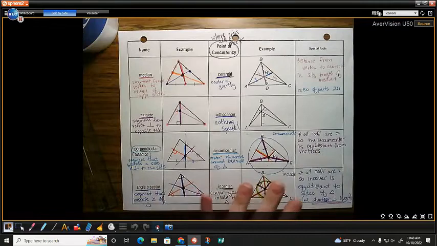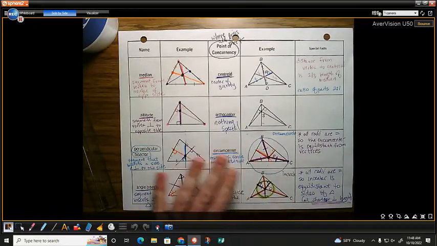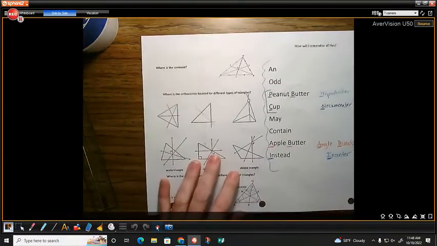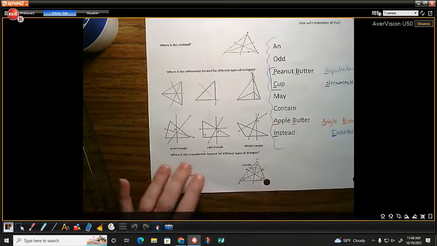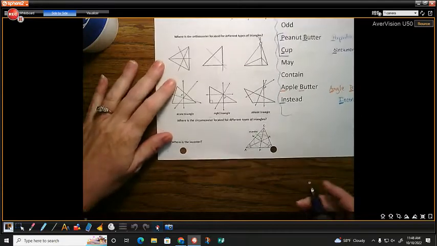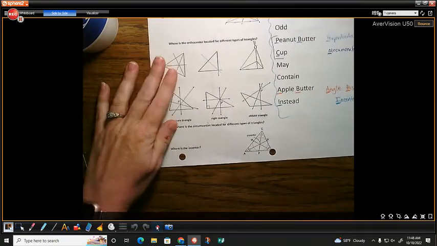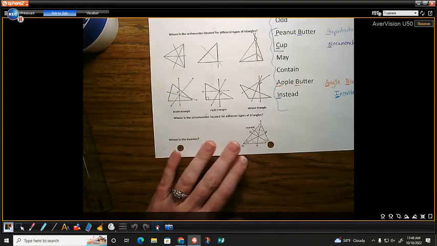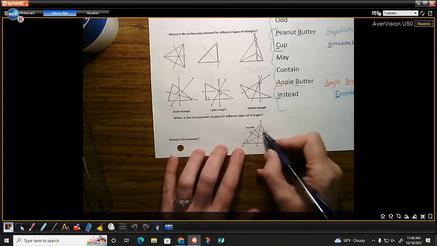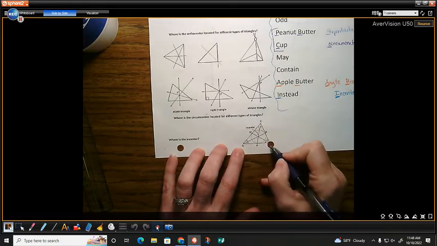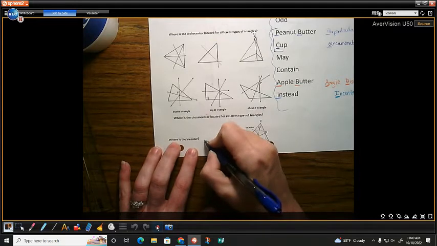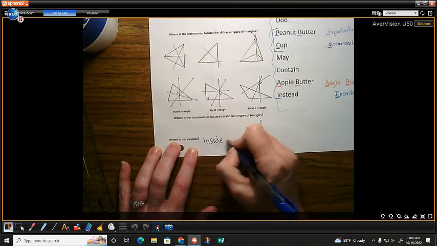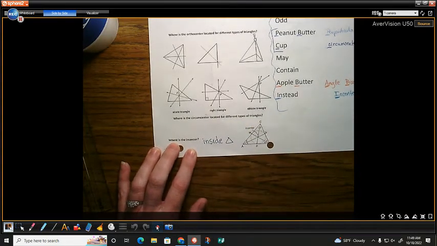Now, this does do something interesting. And so for this, turn the page over. Now, I think last class, did we talk about where the in-center was always going to be? The in-center is the center of the inside circle, right? So the in-center is always inside the triangle.